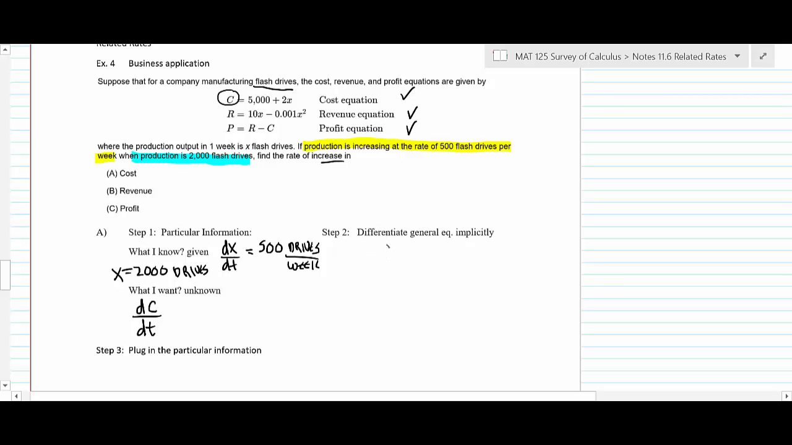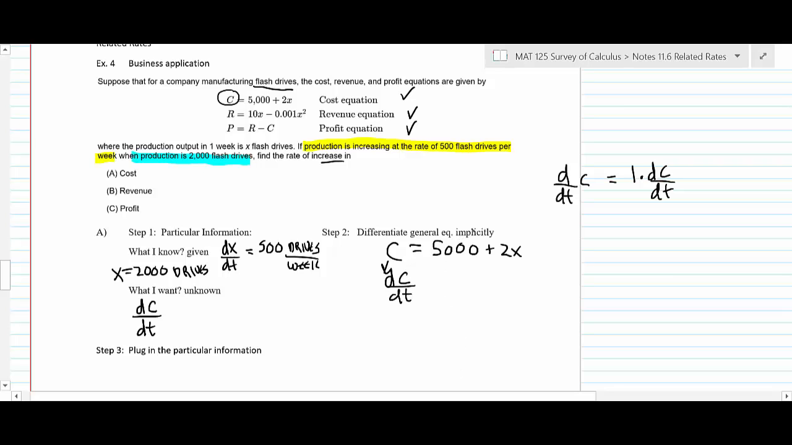So let's go ahead and write down the cost equation, which is C equals 5,000 plus 2x. Then what we're going to do is take the derivative of both sides with respect to t. Now see, when you do the derivative of C with respect to t, technically the derivative of C is 1, but the variables don't match. That's really why you're doing a chain rule, so that's just going to be dC over dt.